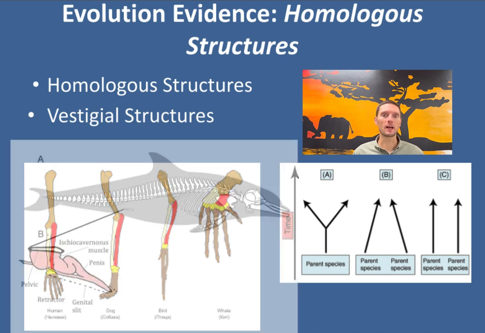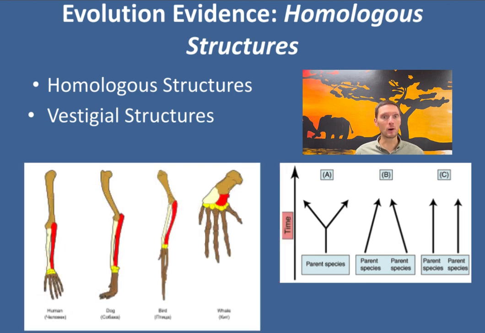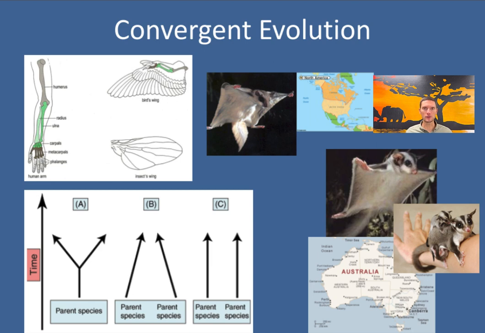Whales, as mammals, also have, in some species, the remnants of a femur or hip bones. They don't use them anymore. There's no disadvantage to having them, but they still remain within some of the species within whales. And so those would be examples of vestigial structures. The opposite of homologous structures are called analogous structures. And these are those that are similar in function, but they differ in the fundamental structure, and they don't come from a common ancestor.